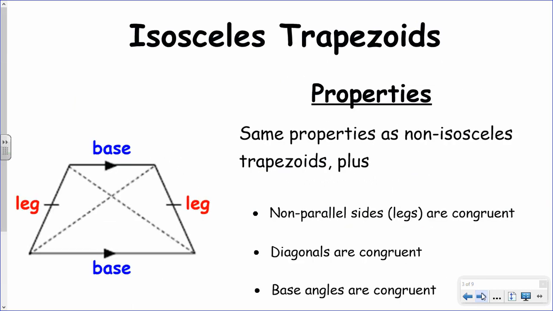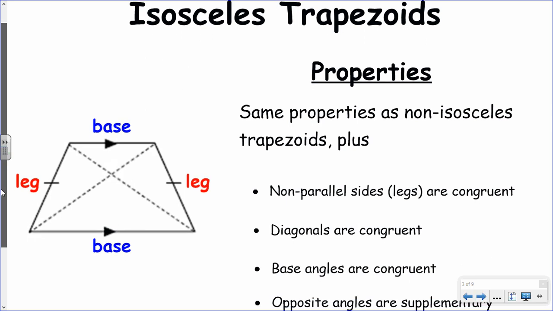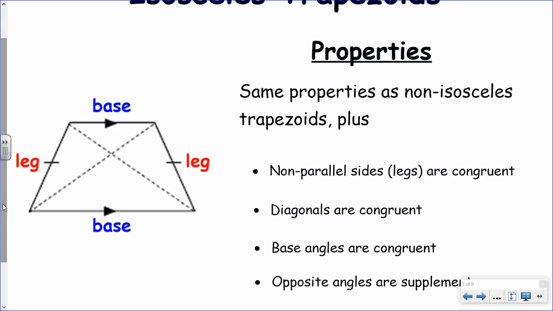And then let's talk about an isosceles trapezoid. So hopefully you remember from an isosceles triangle that isosceles means there's two congruent sides. So an isosceles trapezoid has all the same properties as a non-isosceles trapezoid, plus the following. So the non-parallel sides, which are called legs, are congruent. So here they're marked congruent, and those are your legs.